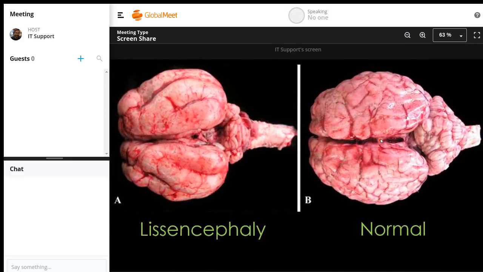So this is just a normal brain here with all those indents and sulci and gyri present, and then there's lissencephaly over here. So look how smooth this is. We do have big areas of indentation, but they're definitely abnormal, and there should be a lot more than that.